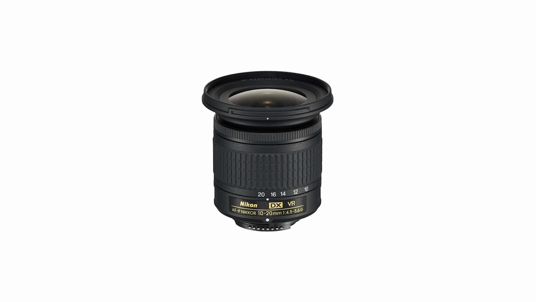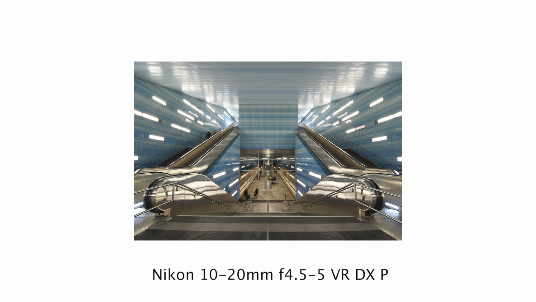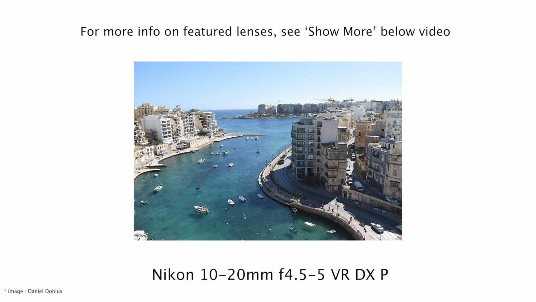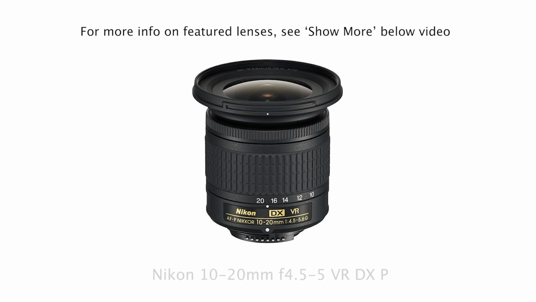So let's begin with the 10 to 20 millimeter Nikon VR DX lens. This is a DX lens, which means it's designed ideally for the smaller crop sensor cameras, but equally will work on the FX full frame cameras. It has vibration reduction and it's a pretty good lens. You can pick this lens up for about $280 US.